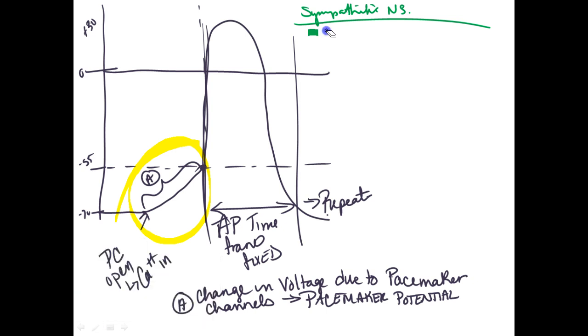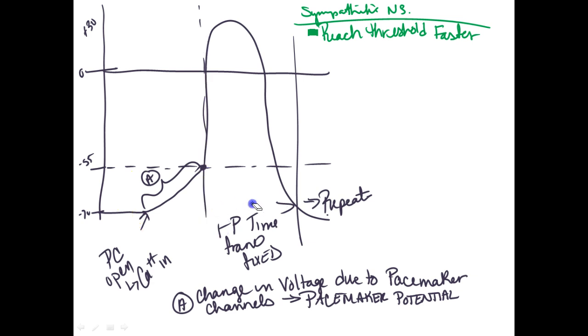We need to reach threshold faster. Because if we reach threshold faster, we're going to fire action potentials much more frequently. But again, how do we do that? Well, let's go ahead and clean this up a minute and see if we can figure that out.